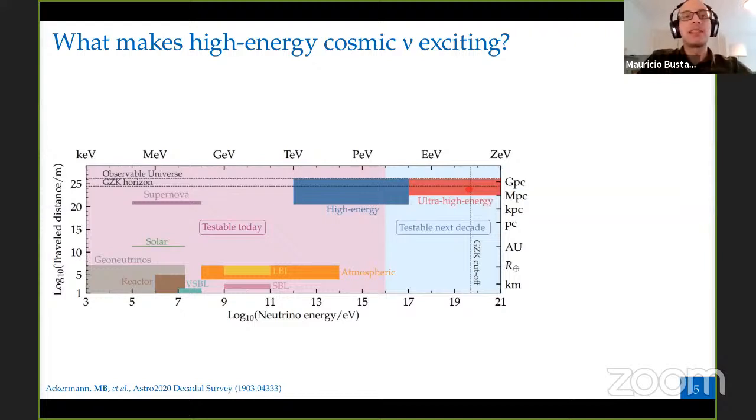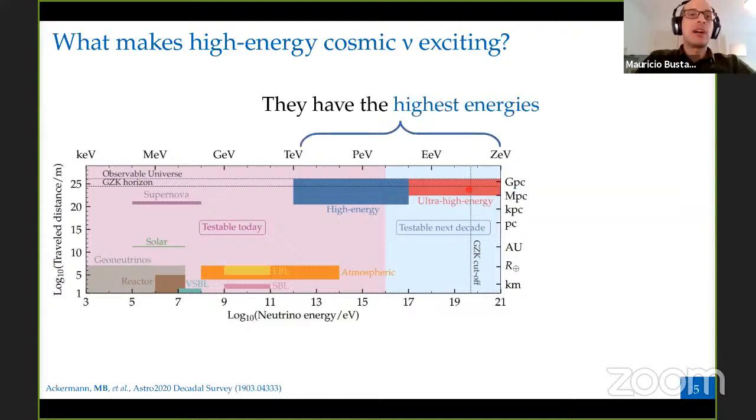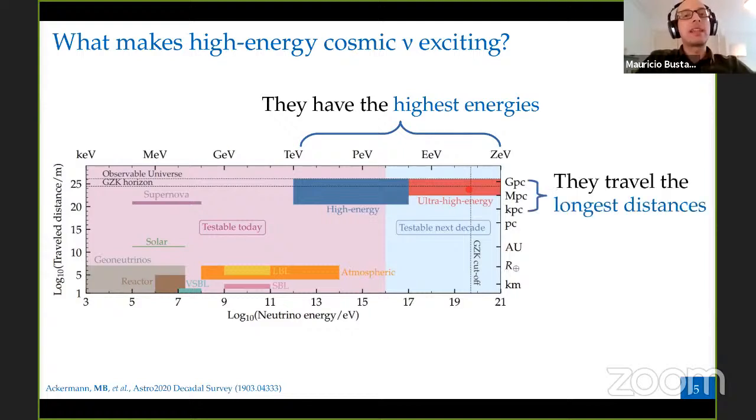But on the opposite end, we have high energy neutrinos, which are the TeV, PeV neutrinos I've talked about, and even higher energy neutrinos, which we have not detected yet, which we call ultra high energy neutrinos. Those are the highest energy neutrinos we have seen so far, and they travel the longest distances, essentially the size of the observable universe, a few gigaparsecs. So what can you do with these?